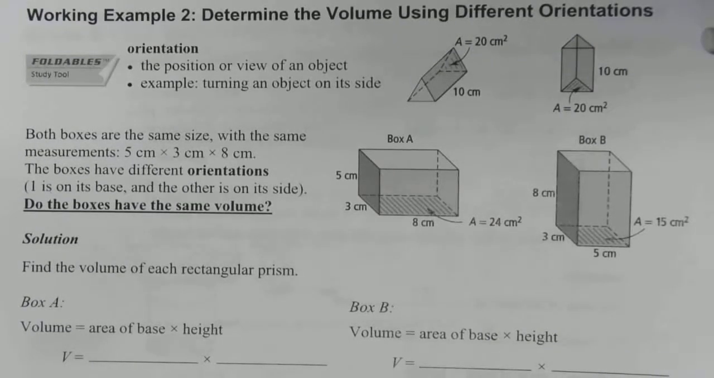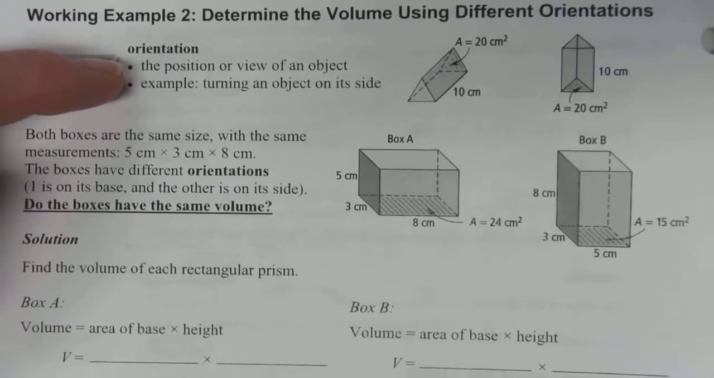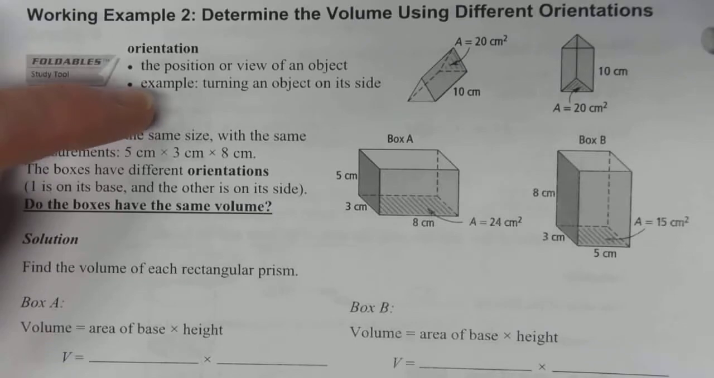Okay, working example number 2, determine the volume using different orientations. So an orientation is a position or view of an object. For example, turning an object on its side.